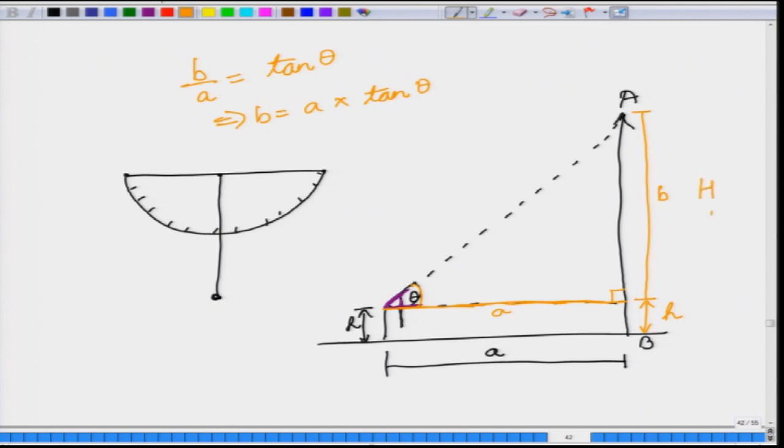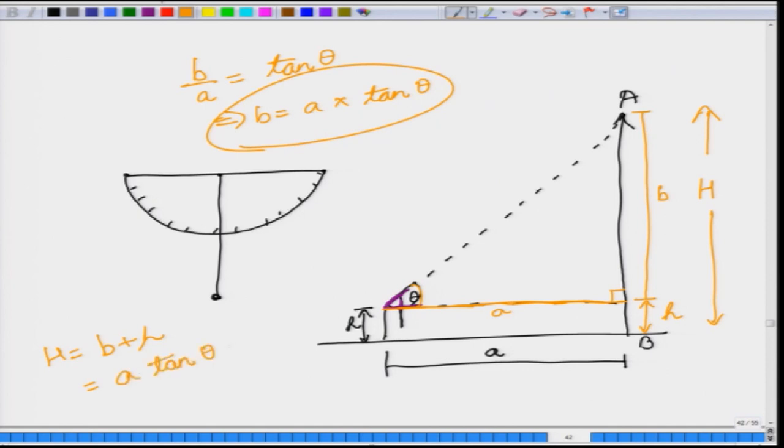Now, the height of the tree, capital H, is given by b plus small h. Now, b we can get from here, so it is a tan theta plus small h, which is your height. So, we can use this instrument to get the height of the tree.